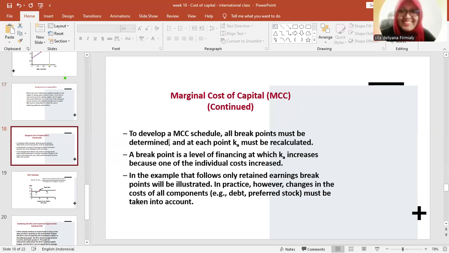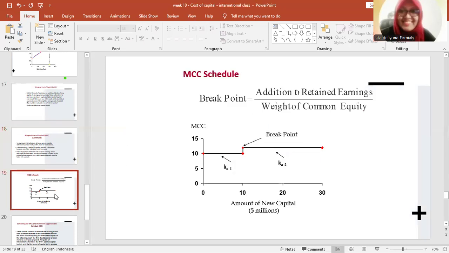To develop an MCC schedule, all breakpoints must be determined and each Ka must be recalculated. A breakpoint is a level of financing at which Ka increases because one of the individual costs increased. An example of only the retained earnings breakpoint will be illustrated. In practice, however, changes in the cost of all components must be taken into account.